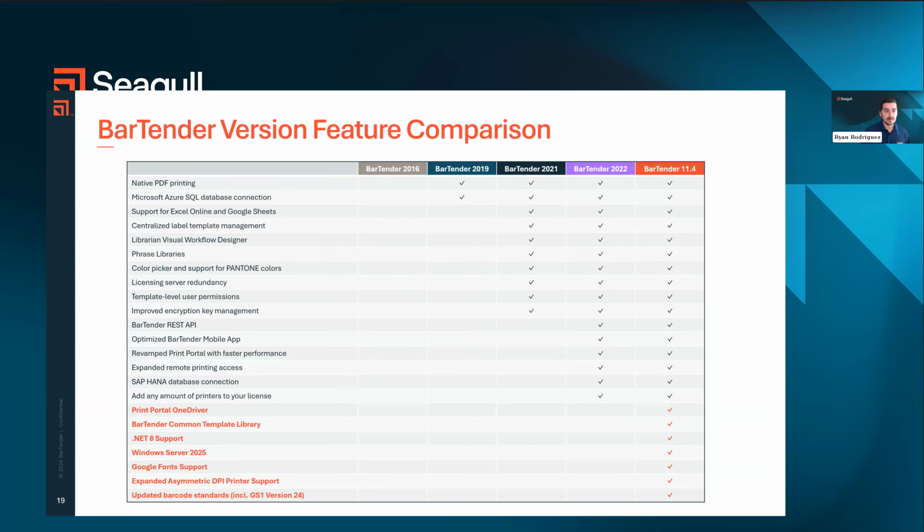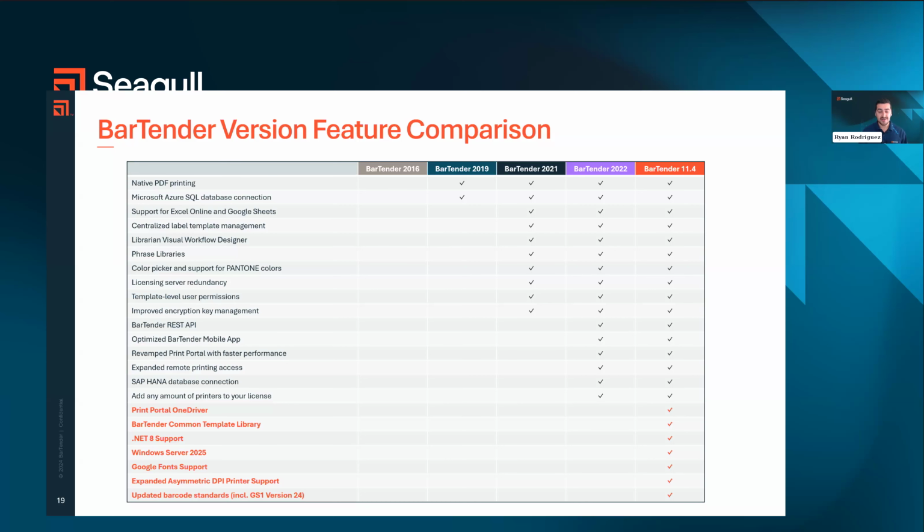But if you are working on a legacy version of BarTender, let's say BarTender 2016 or 2019, you're not only missing out on a lot of the newest features and technologies included with 11.4, but a lot of additional technologies that we have introduced over time, such as the BarTender REST API, Visual Workflow Designer, license server redundancy. There's a lot of new features and enhancements that we've introduced over the years. And so it's really important to get your software up to the latest version to ensure that you're continuing to stay competitive within the market and ensure that your business systems are continuing to stay supported.